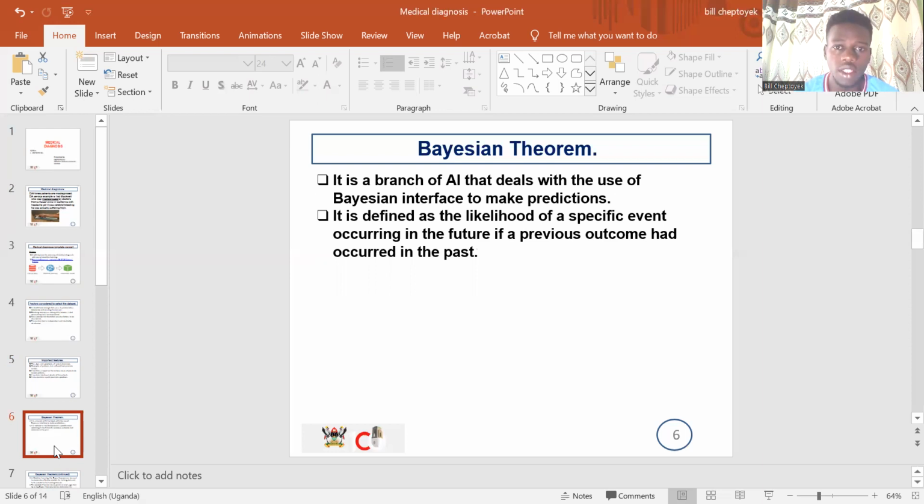here, the Bayesian theorem. It is a branch of artificial intelligence, and it deals with the use of Bayesian inference to make predictions. It's defined as the likelihood of a specific event occurring in the future if a previous outcome had occurred in the past. Probability, right?